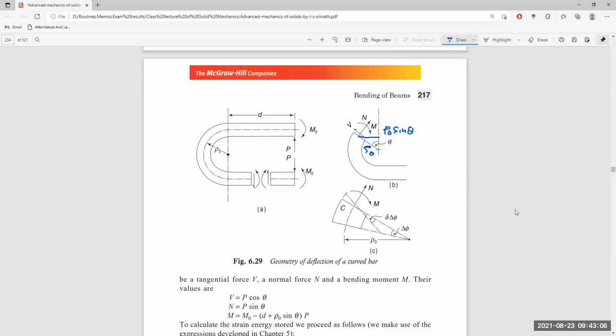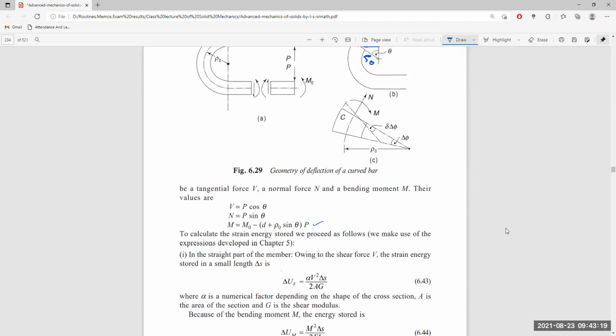So this is what this becomes: m0 minus d plus rho 0 sin theta into p. Now to calculate the strain energy, we have to take into account the equation of the strain energy itself. First, we have to go through the straight part of the member itself.